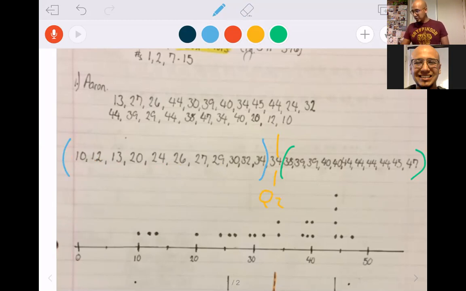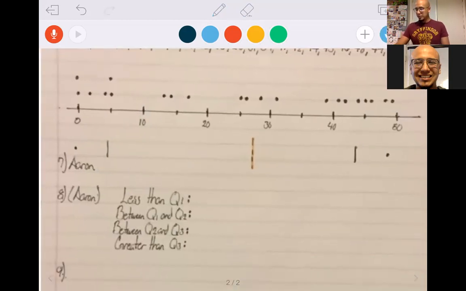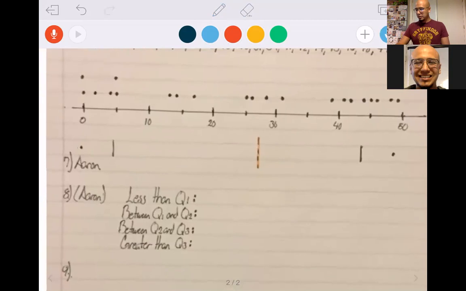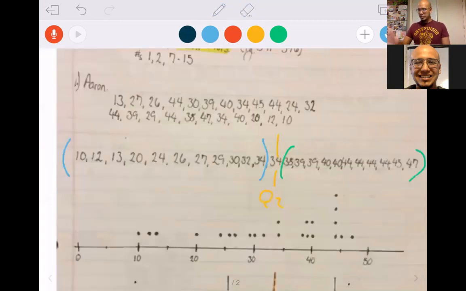Now, if you noticed, we're going to be putting this information on the table. Here, I will actually, I'm getting ahead of myself. You'll see a table later on. I think in number 2, we're going to put that information, okay?